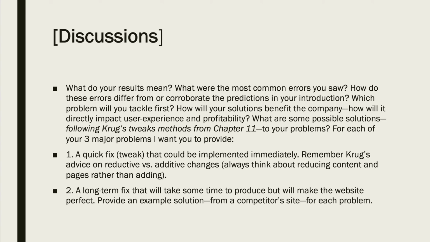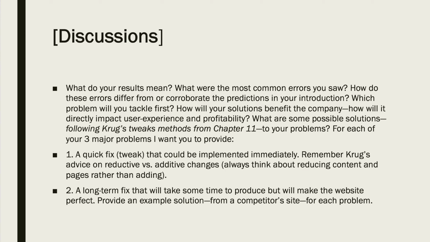And then finally, discussions. So you explain what your results mean. What were the most common errors you saw? How do these errors differ from or corroborate the predictions in your introduction? Which problem, and this is what's really important, what should you tackle first, right? Give them a plan of action. So tell them, this is what this means. We first need to do this. You need to explain how the solution is going to benefit the company. So why they also need to tackle that first. And how it will directly impact user experience and especially profitability. And then what are some possible solutions?